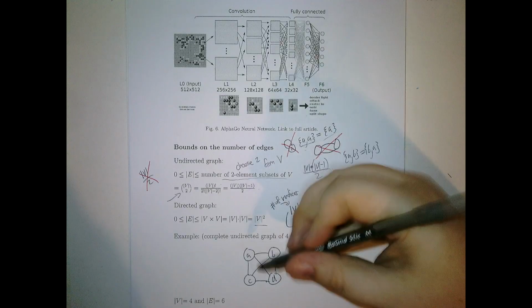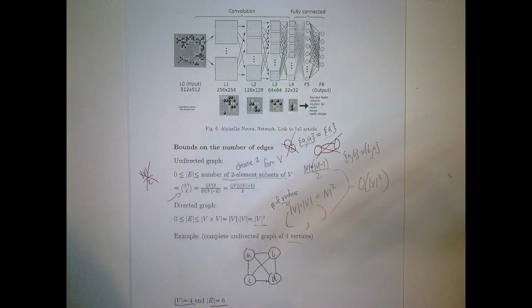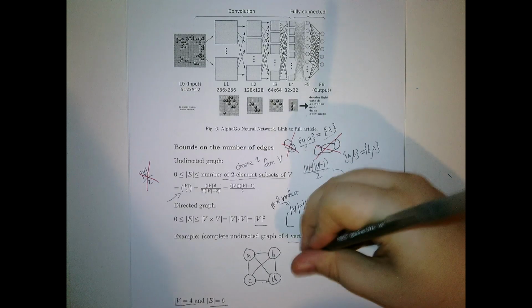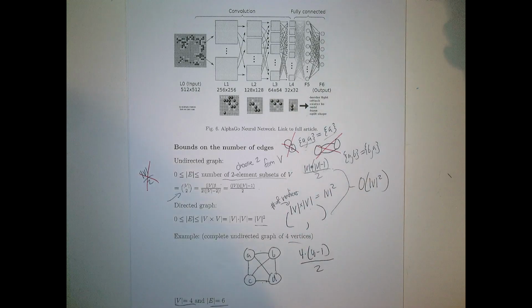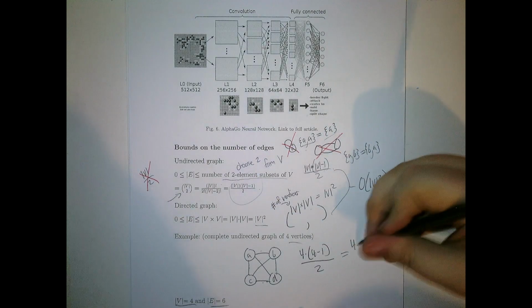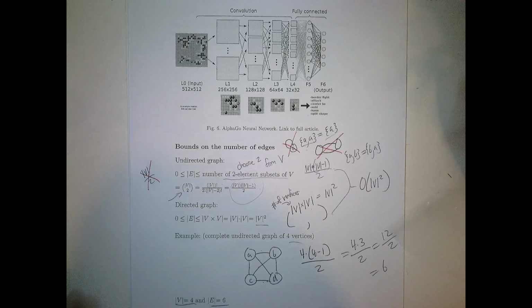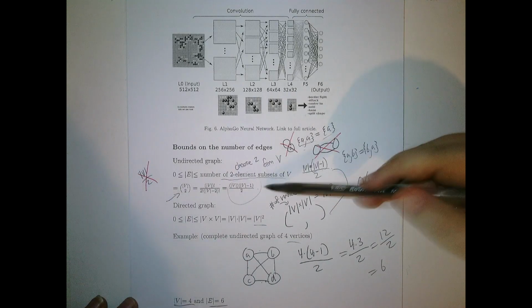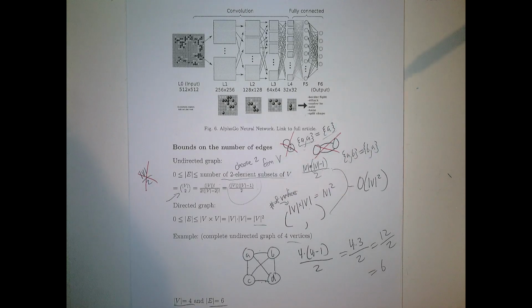So if we look at this, this is 1, 2, 3, 4, 5, 6, right? It's 6 edges, 4 vertices. And if we go up here and look at our formula, the formula tells us it should be 4 times 4 minus 1 over 2. That's just plugging into this formula, which gives you 4 times 3 over 2, which is 12 over 2, which is 6. So indeed, this bound is sharp. This is like an exact upper bound. You actually can have that many edges.